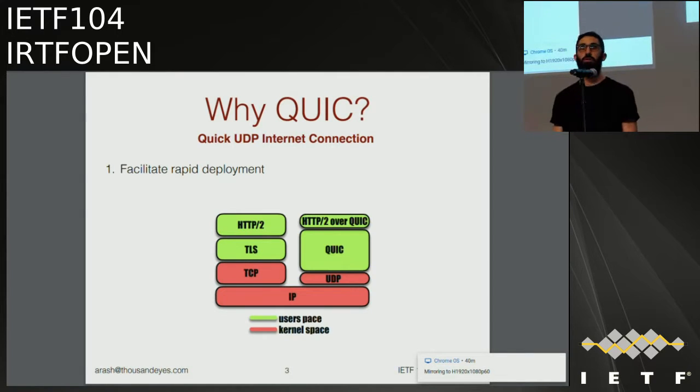So QUIC solves that problem by being implemented in the user space. What this means is that whenever you have a new version of QUIC, let's say you're browsing the web and using a browser, all the users need to do is update their browser, and then they have the new version of QUIC. Obviously, this means that a lot of guarantees that TCP provides, like reliable delivery, now also have to be implemented in the user space, which I'll get to in a little bit, in terms of performance. But overall, this helps with rapid deployment.